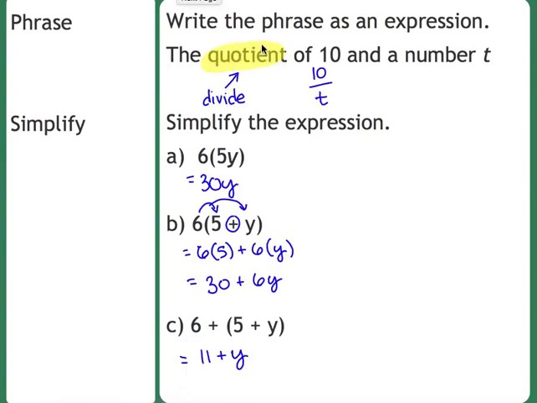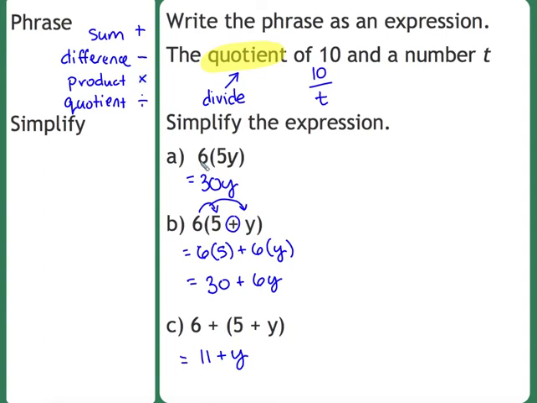All right, so remember, quotient means divide. So the quotient of 10 and t is 10 over t using good math grammar. So real quick, sum means to add. Difference means to subtract. Product means to multiply. And quotient means to divide. And please use good math grammar when you're using these.